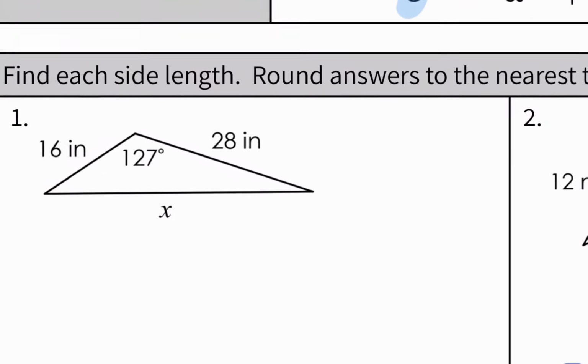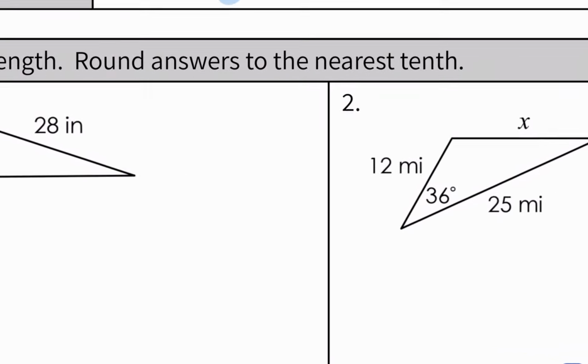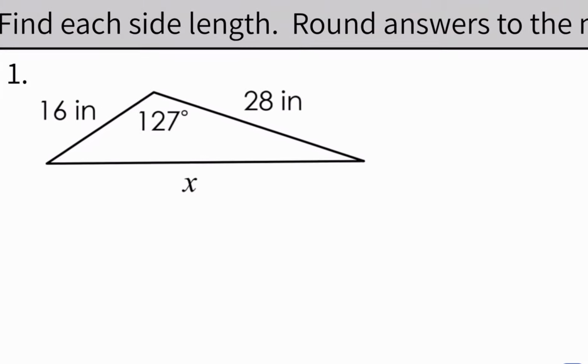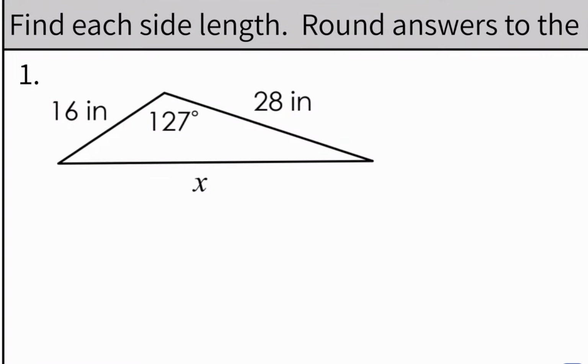Our first example, we're going to find the side length and we're going to round to the nearest tenth. Notice that on this first one, there are no labels, like there's no A, B, and C or anything like that. So feel free to just write in your own labels, and it really doesn't matter which way you go. I'm just going to make this be A, B, C, kind of just go in order.